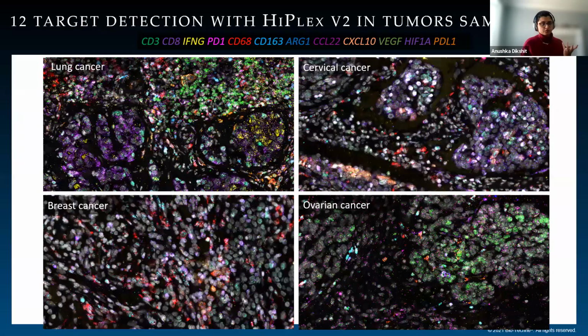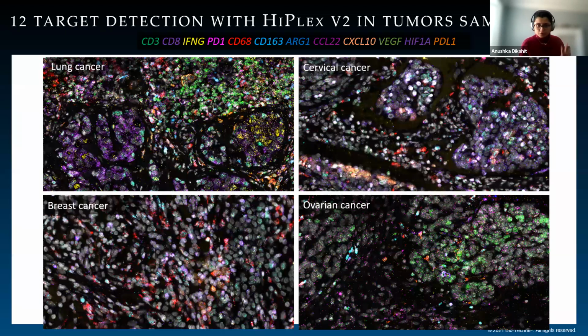So let's look at some of the images that we got by using the HiPlex version 2 assay on the tumor TMA. So we have here expression for all of these relevant targets. You have CD3, CD8 expression, interferon gamma, PD1, CD68, CD163, arginase 1, CCL22, CXCL10, and so forth. So these are a nice combination of your immune cell markers, cytokines, macrophage T cell markers, and some hypoxia markers as well. And here we are looking at expression of all of these 12 targets in these 4 different tumor types.